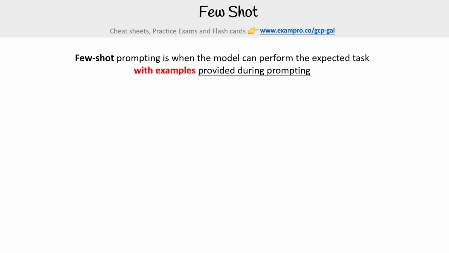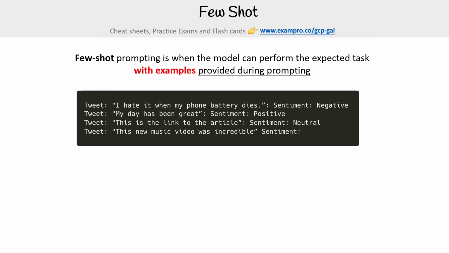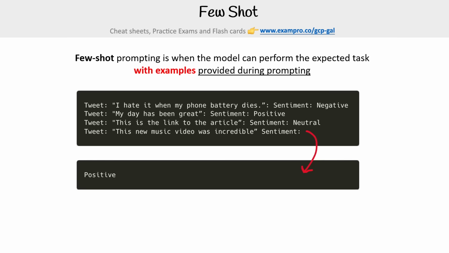Few-shot prompting is when the model can perform the expected task with examples provided during prompting. Imagine you have a series of tweets and your model is not capable of doing sentiment analysis, so you're providing examples of what negative and positive tweets would look like, and the idea is that it would predict the next one based on the prior examples. We could also call this in-context learning, because you're providing the examples in context in the prompt message at that point in time. So there you go.